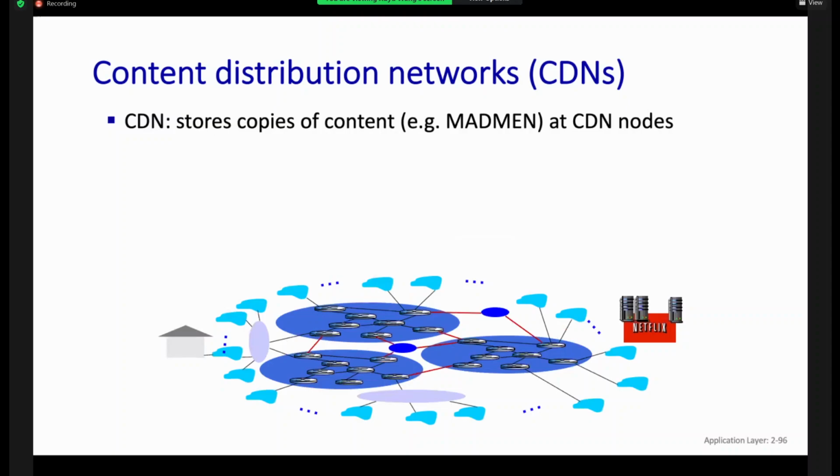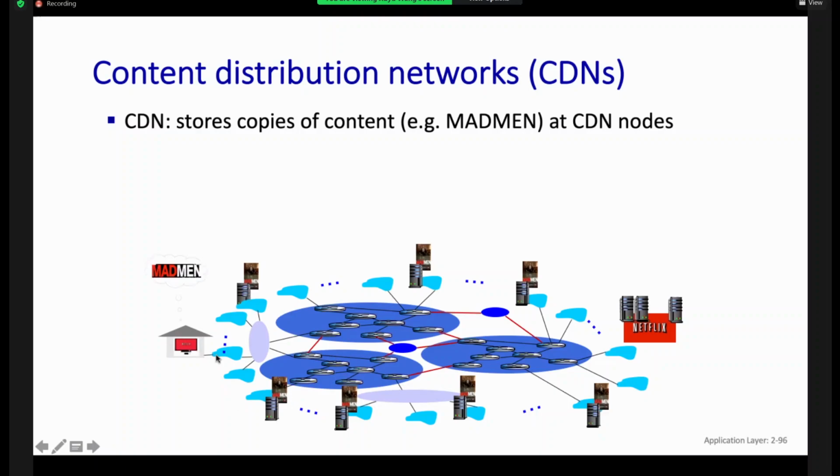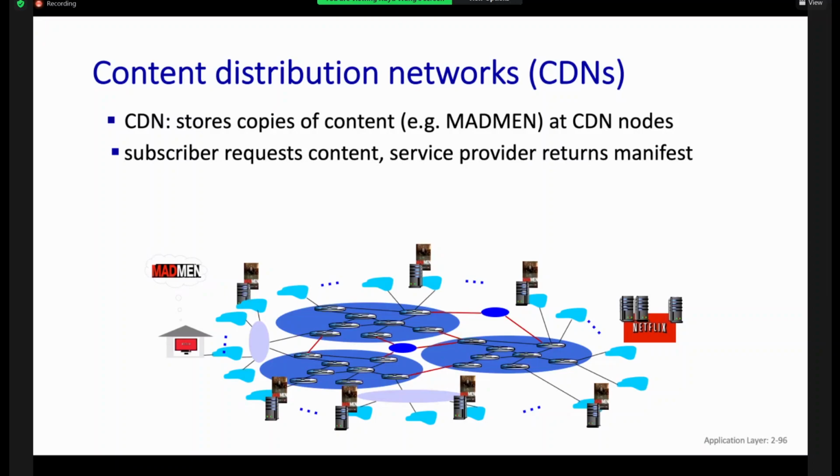Let's check the content distribution network. For example, Netflix can store copies of a video in different CDN nodes. If we use enter deep, we need to deploy video servers in the access networks, the different access ISPs in different geographic areas. If one client wants to watch a movie, he first contacts the video server, and the subscriber requests that content.